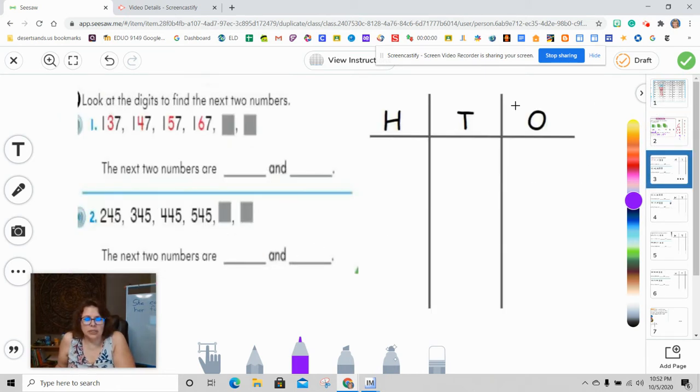Now let's try to do this one now. Guys, always use your HTO, especially for this one so you can see the pattern. You write it on your scratch paper or on your whiteboard, and then you start writing. It says, look at the digits and find the next two numbers. So we're going to write 137, 147, 157, 167.